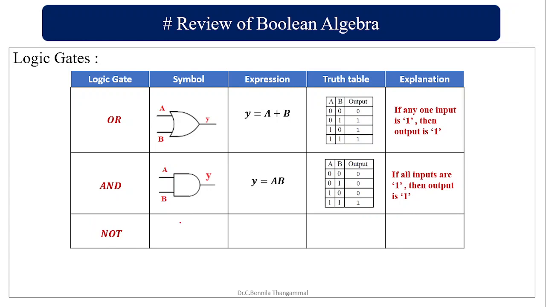Next is the NOT gate. So the symbol of the NOT gate is this, and it's a single input gate here. So whatever input you give, the output will be the complement of it. So if I give 1, the complement is 0. If I give 0, the complement is 1.